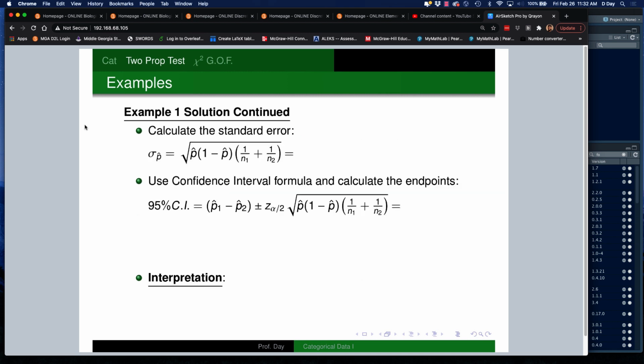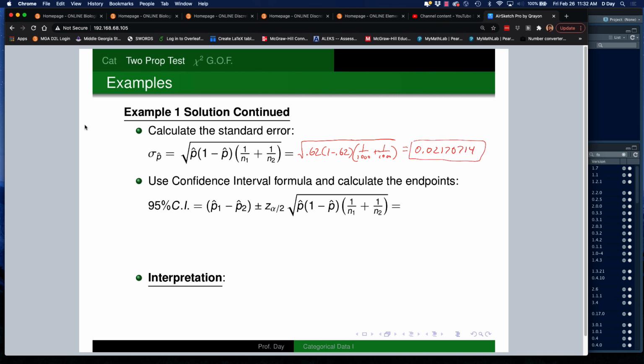And so to calculate this, we're going to just do the square root of 0.62 times 1 minus 0.62, times 1 over 1,000, plus 1 over 1,000. All right, throw that in your calculator. We're not going to calculate that out. I'll just give you the answer here. The sigma sub p hat here is 0.02170714. So make sure you get that, because that's a value we need.